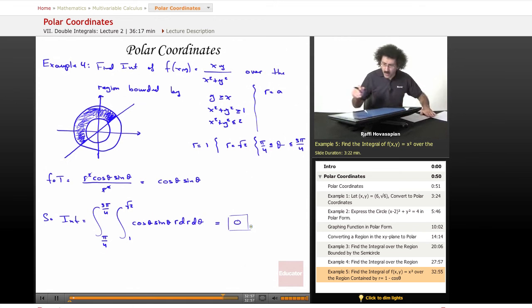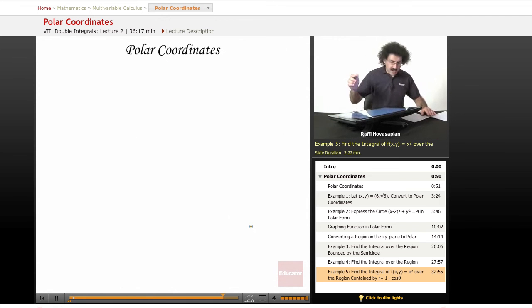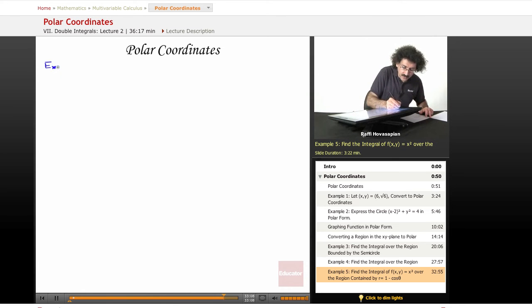So let's do one more. This time we'll go ahead and actually express the equation already in polar form. So give us a little practice in graphing also. So example 5.